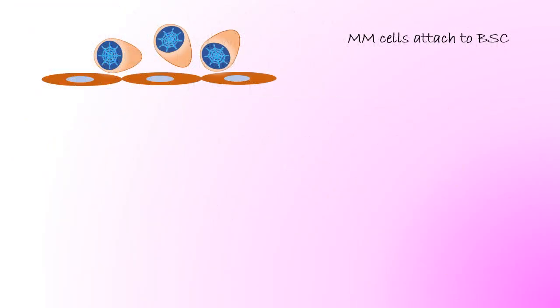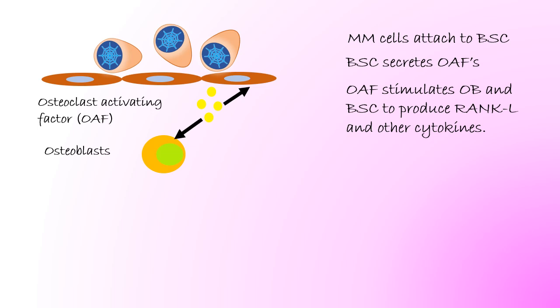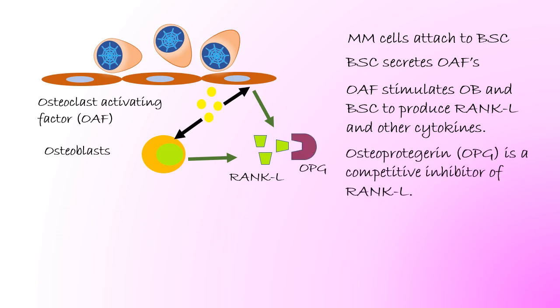Now let's look into the stepwise pathogenesis of multiple myeloma. The myeloma cells attach themselves to the bone marrow stromal cells and secrete osteoclast activating factor. The osteoclast activating factor stimulates osteoblasts as well as the bone marrow stromal cells to produce RANKL and other cytokines.